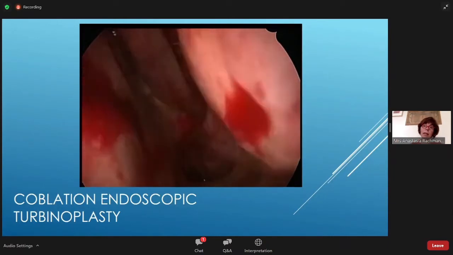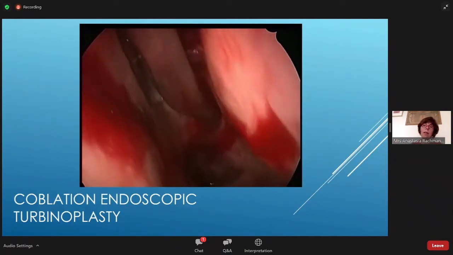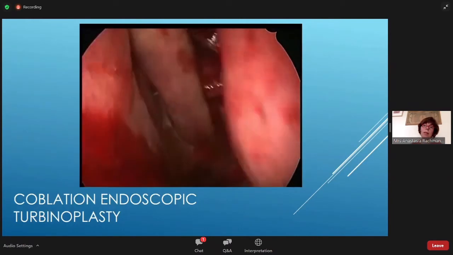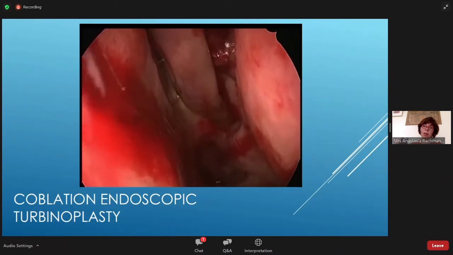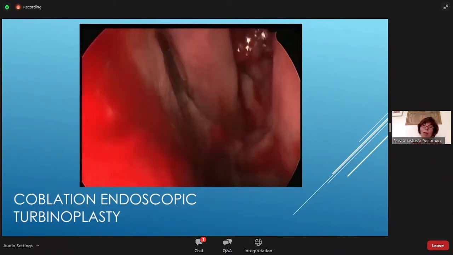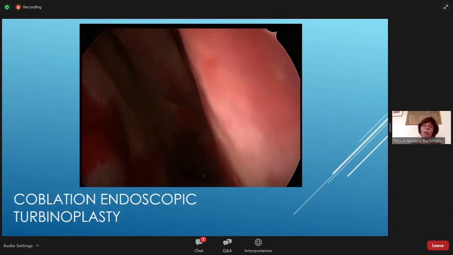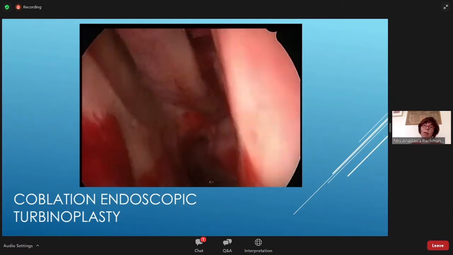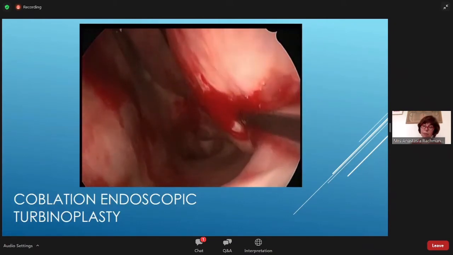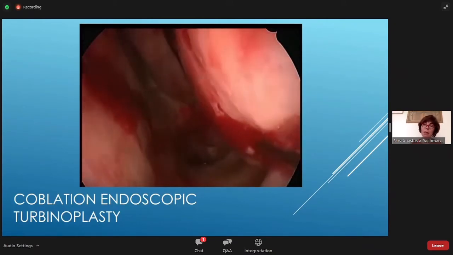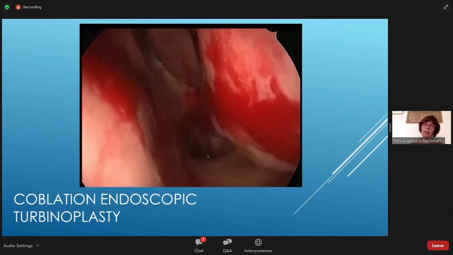Initially, I would go and create channels in a linear mode in the whole length of the turbinate. More recently, I started using the wand to go in a fishbone mode, stepwise approach. So I go up and down and up and down and up and down, pointing more to the midline, pointing more to the septum, so I can really see the tip of my Reflex 45. And you can literally see the tissue shrinking before your eyes. So you can see the blanching.